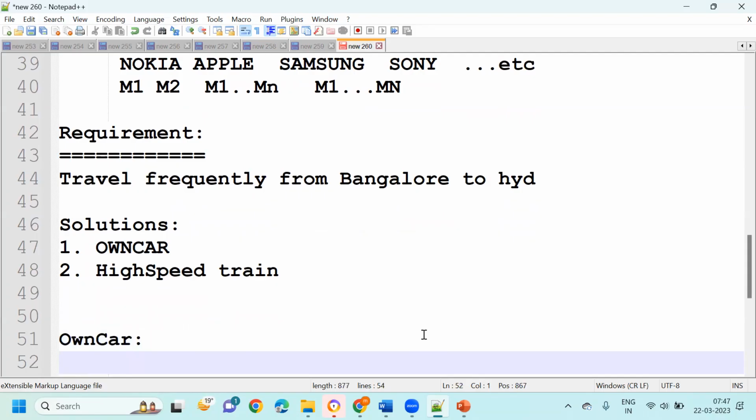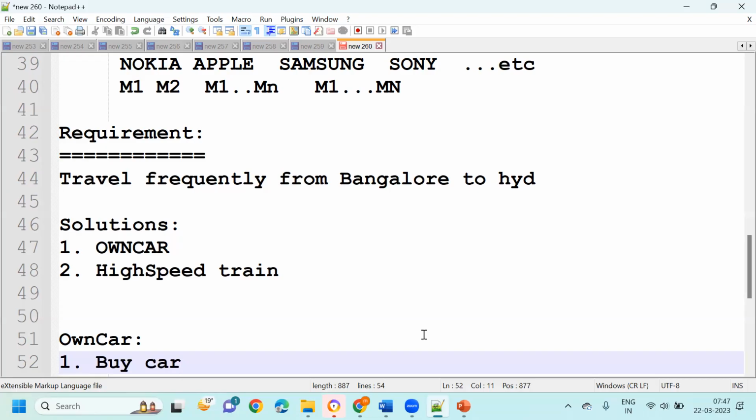The first one is the own car. See here, if you want to travel frequently from Bangalore to Hyderabad by using your own car, what is the next step? You need to buy a car first. Who has to buy this car, guys? Customer itself, correct?